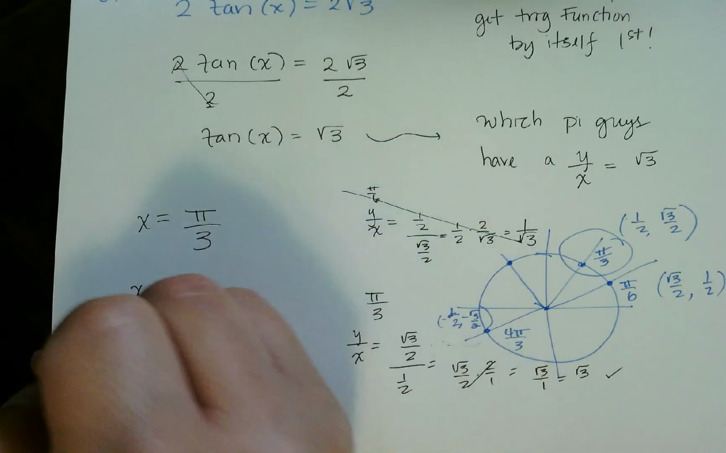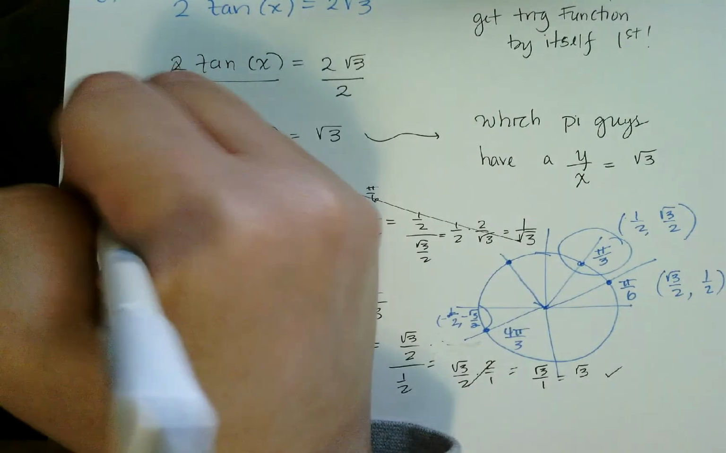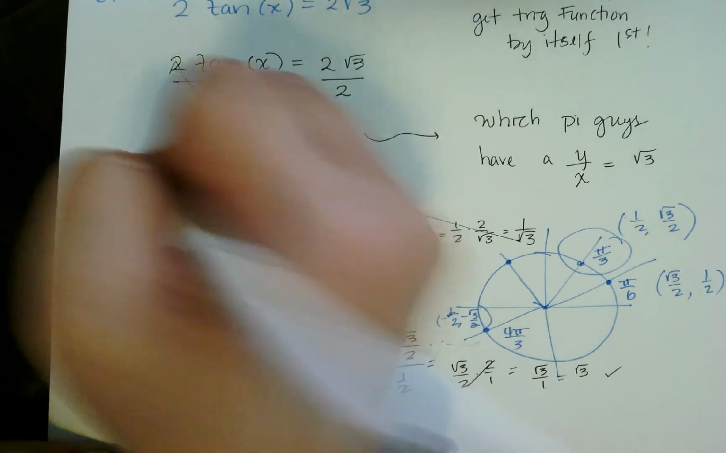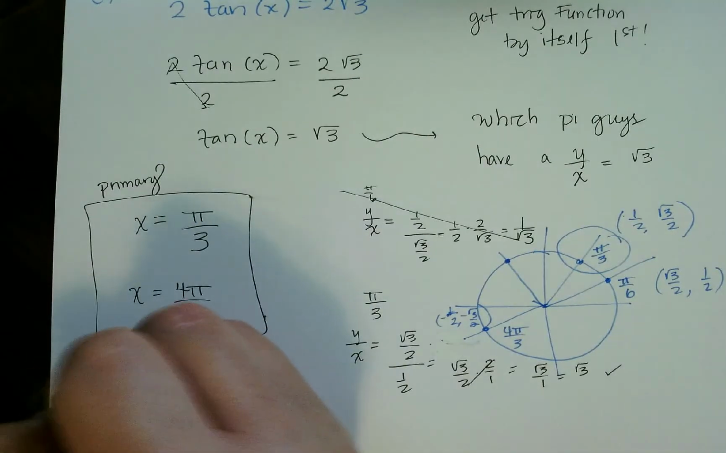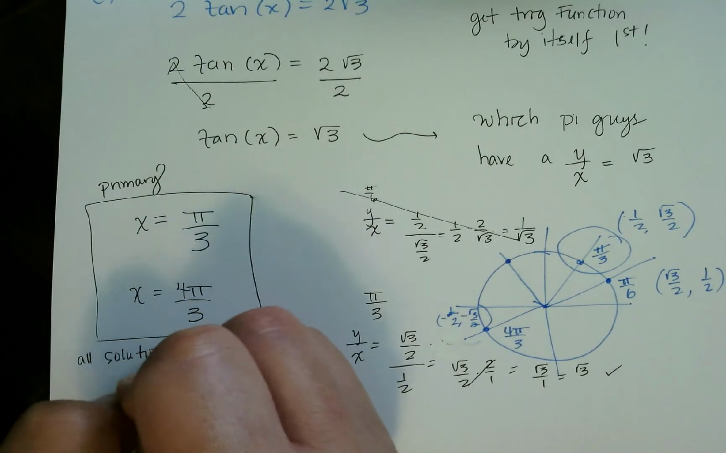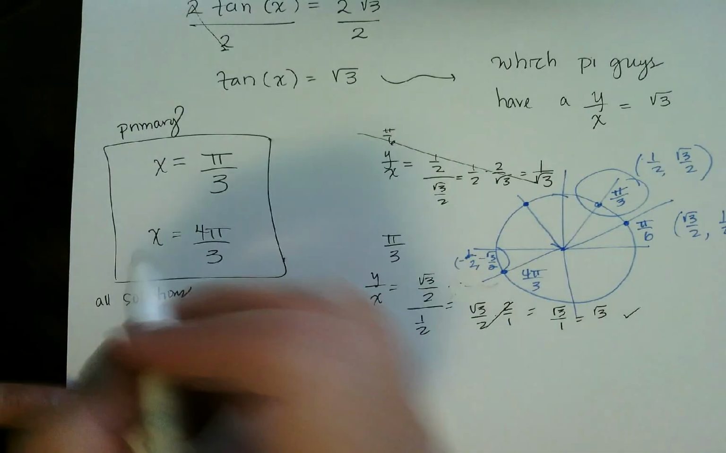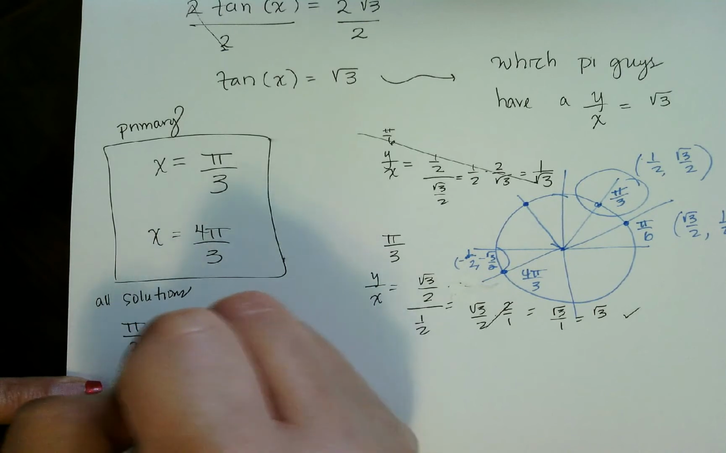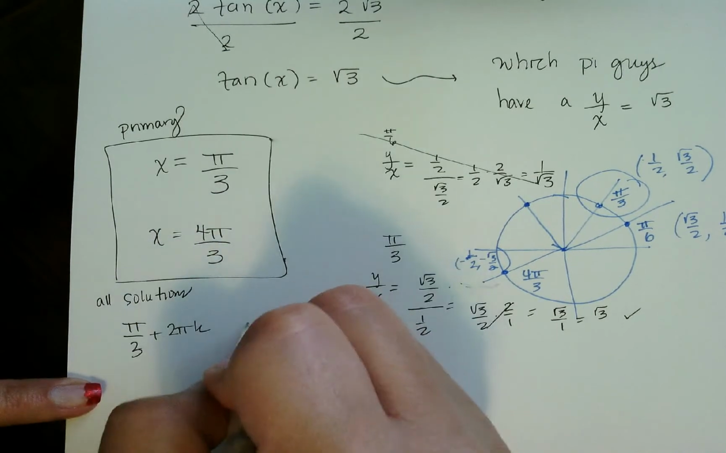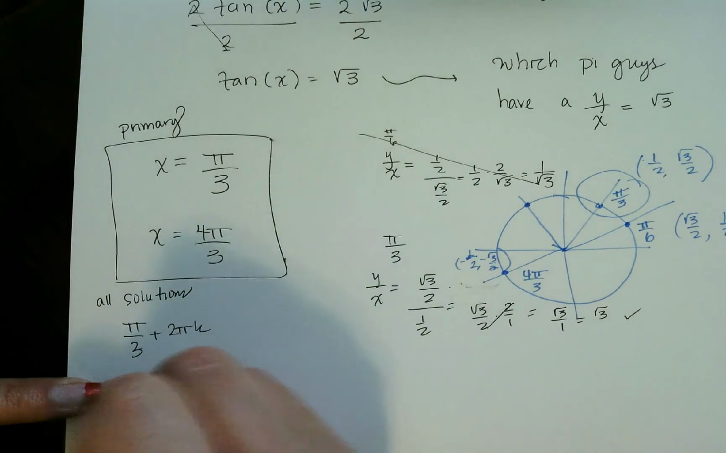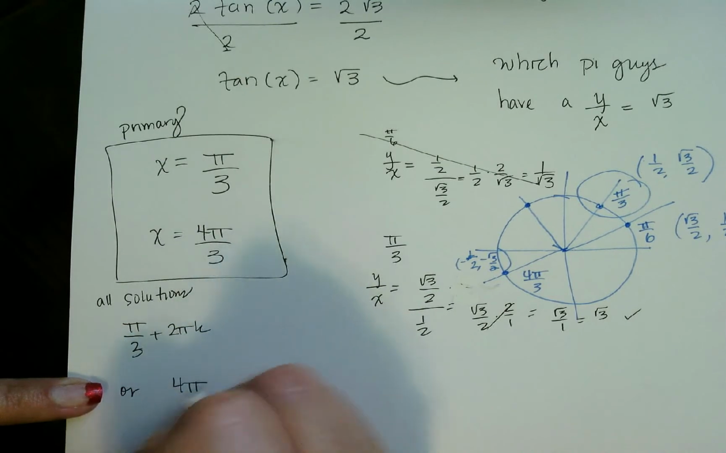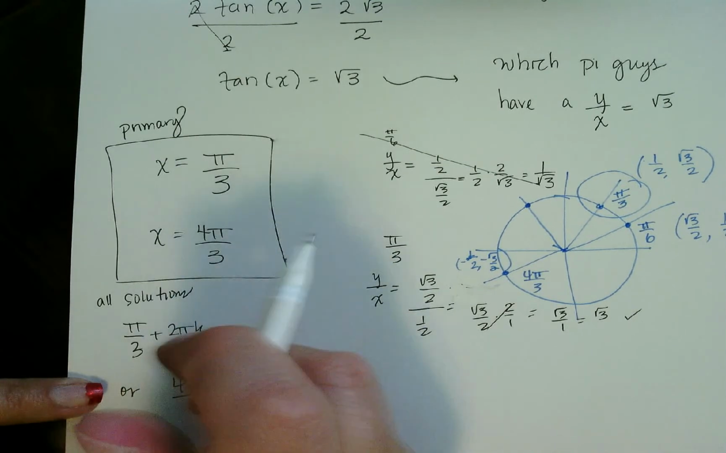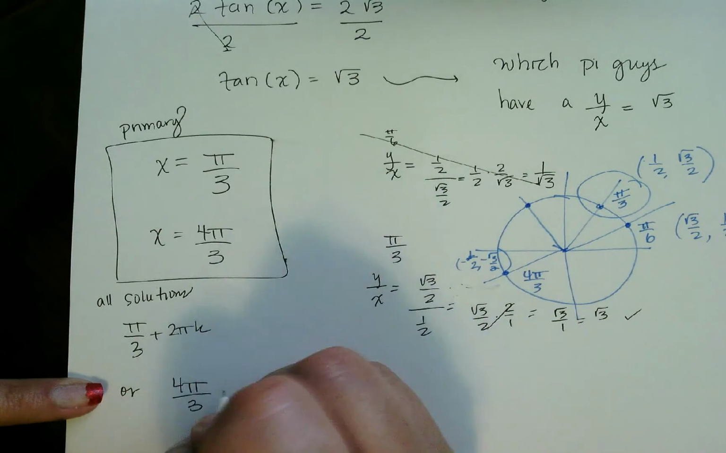And again, if you wanted all solutions, you would add 2 pi k. And again, the book, especially for tangent, does a different one, it is just pi k, but don't worry about all that. You can study it if you want, but 2 pi k will always work. So those are all your solutions.